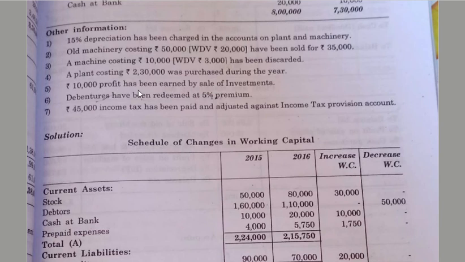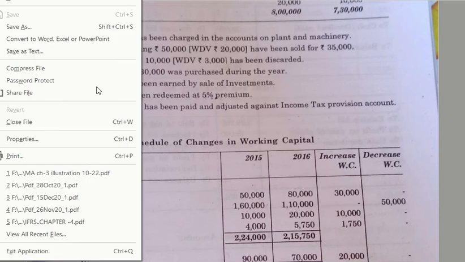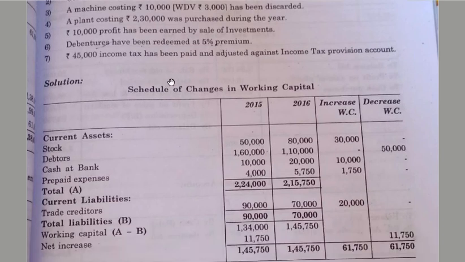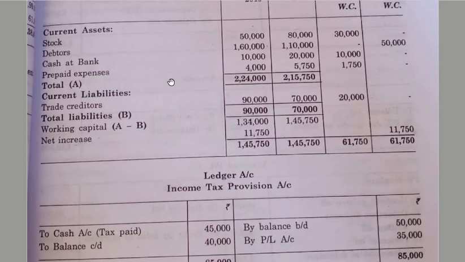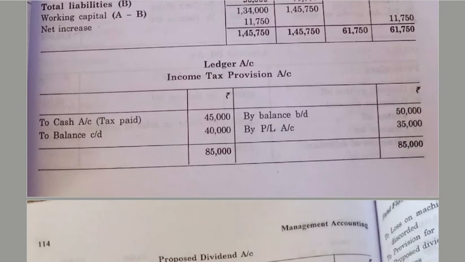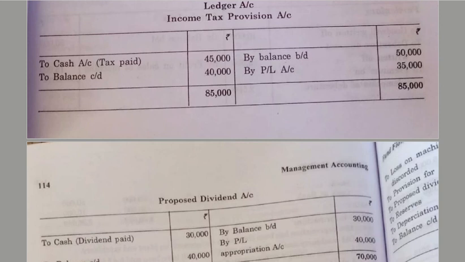So these are the various adjustments. We have the other adjustments regarding your investment being sold at a profit of 10,000. Debentures have been redeemed at 5% premium, and 45,000 income tax has been paid during the year, which has been adjusted against your income tax provision account. So you start with the schedule of changes in working capital. You start with current assets, then you move on to your current liabilities, then there's working capital, A minus B. If you see, the last year is lesser than the current year, so there's a net increase in the working capital.